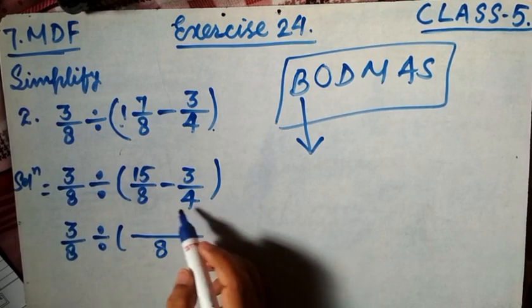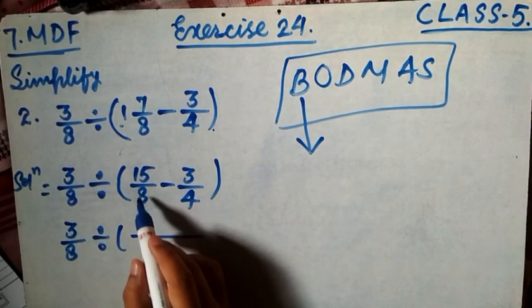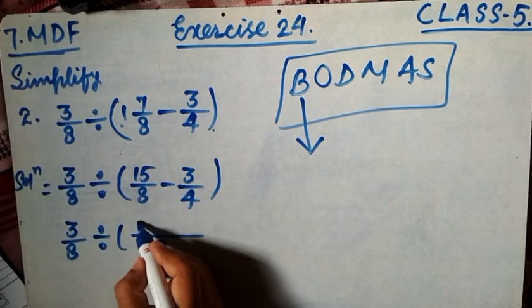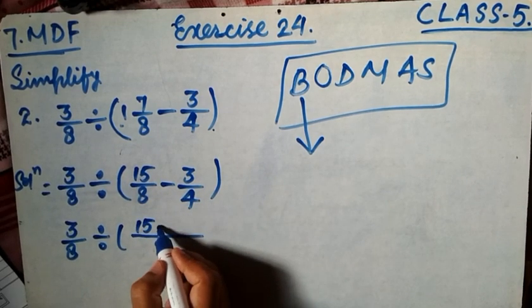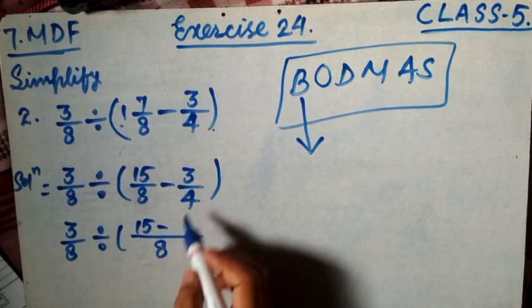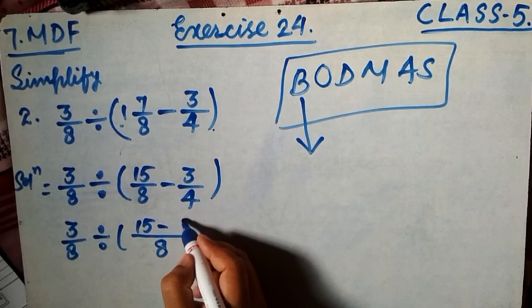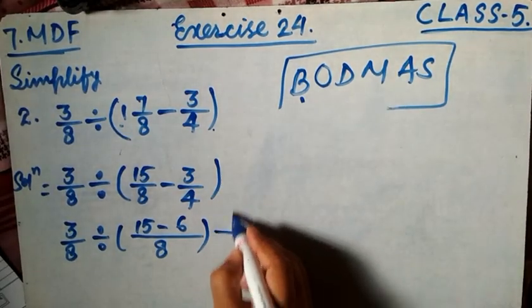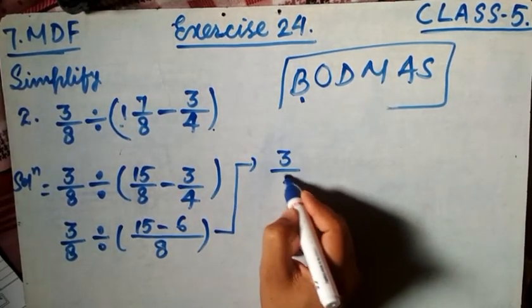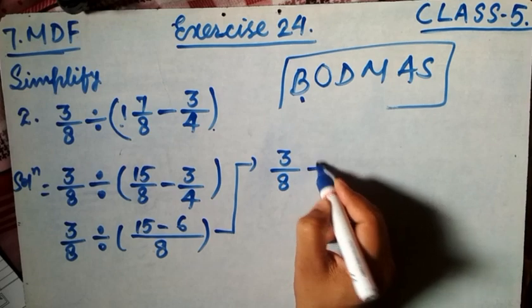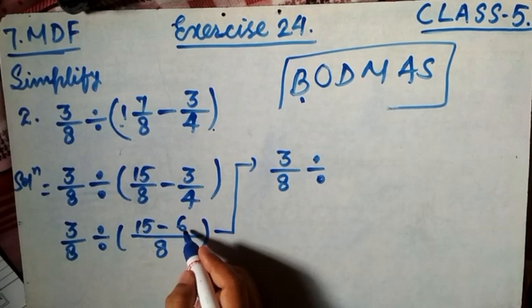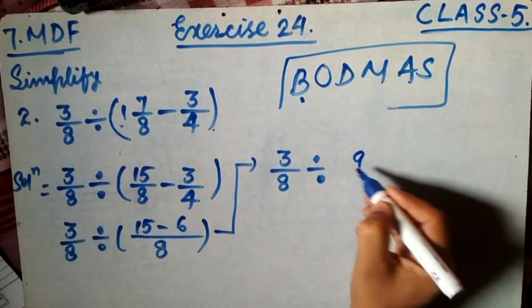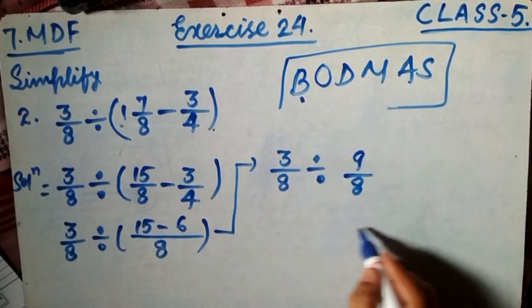Take the LCM of 8 and 4. 8 is the LCM. Divide 8 by 8, 1 multiply by 15, 15. Here is the minus. Now 8 divided by 4 becomes 2, 2 multiply by 3 is 6. Now we can write it here, over 8, 15 minus 6 is 9. So 9 by 8. Now we have to remove this bracket.